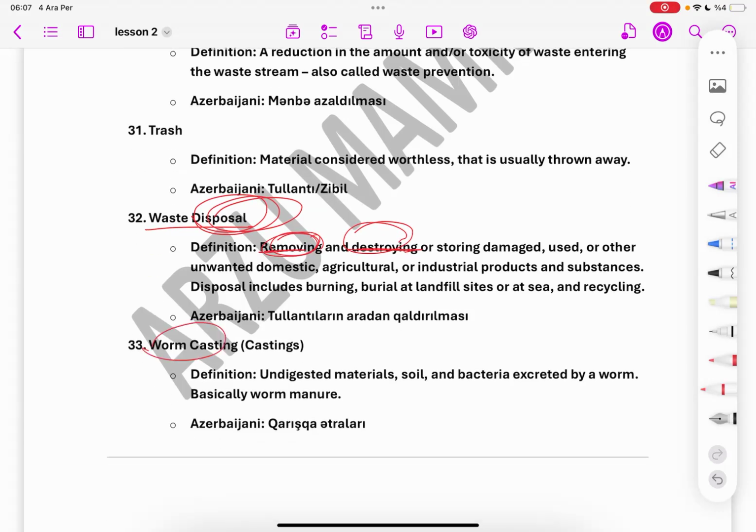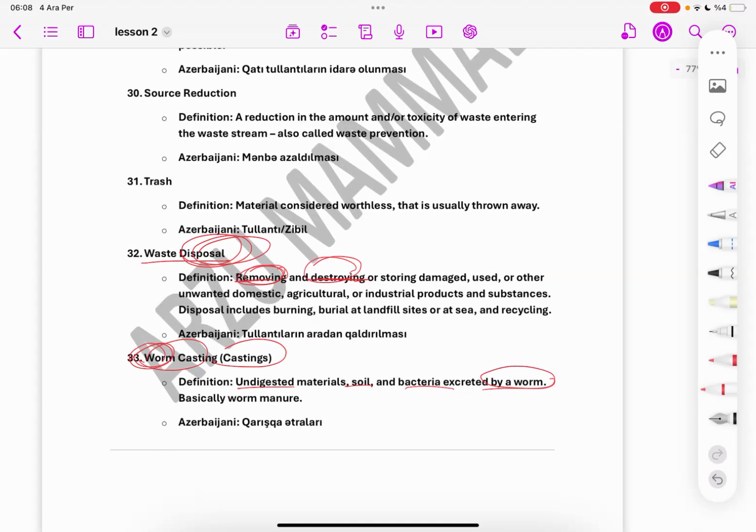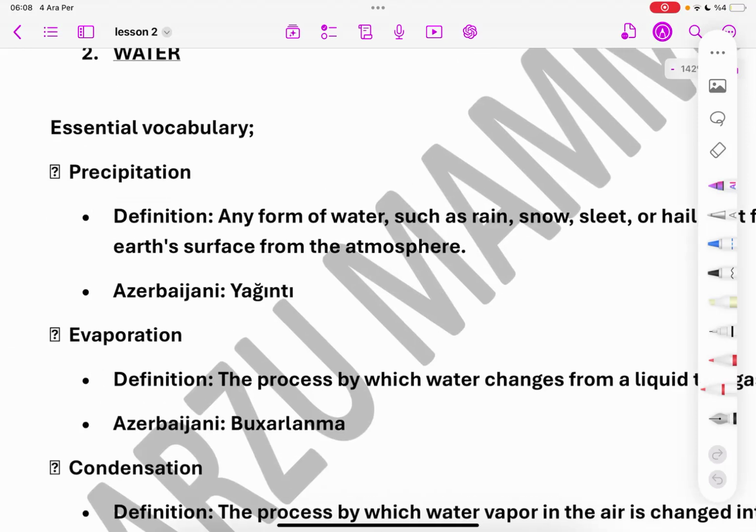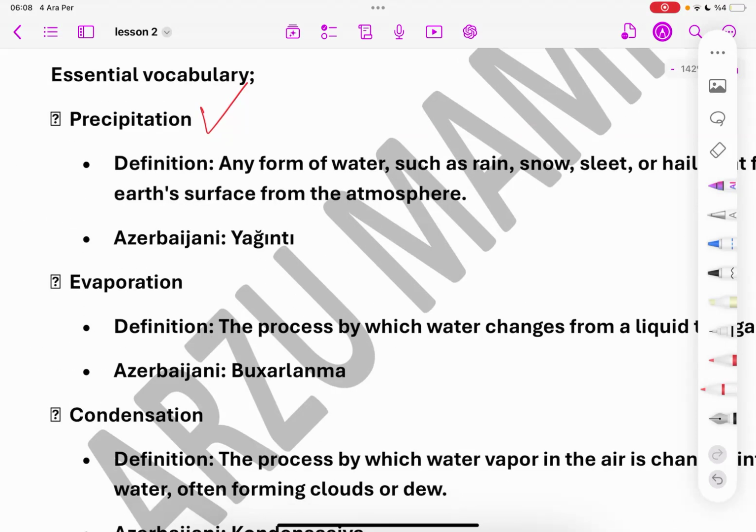Worm casting, or we can call it castings: undigested material, soil or bacteria excreted by a worm. So worm, as you can see. You can see its translation here. Let's continue with the topic of water. We have already covered this word.